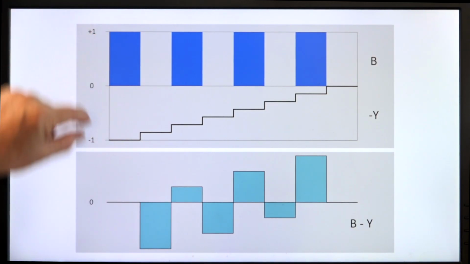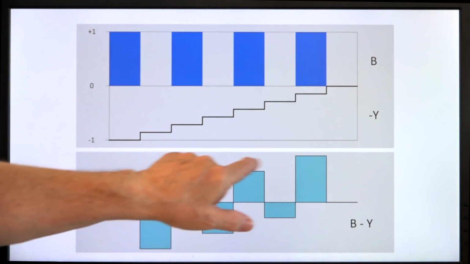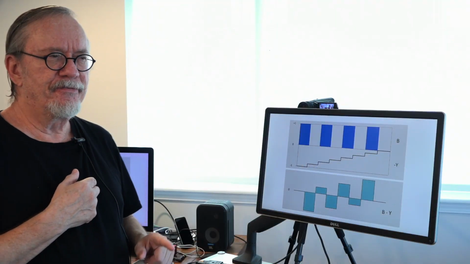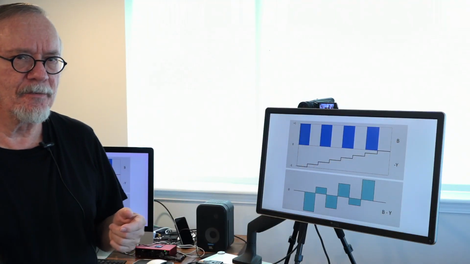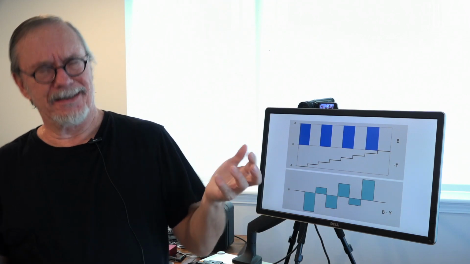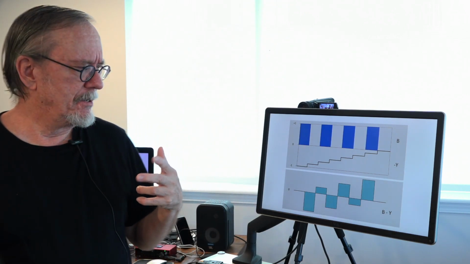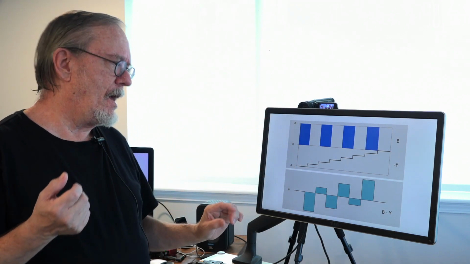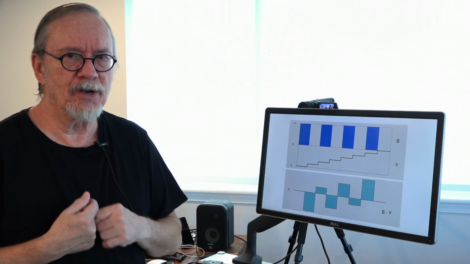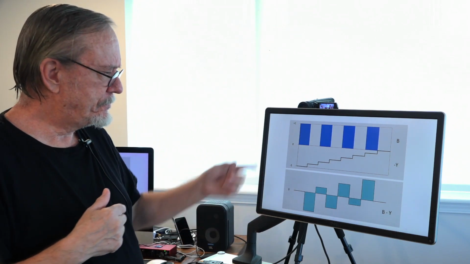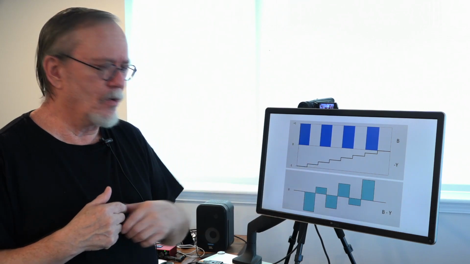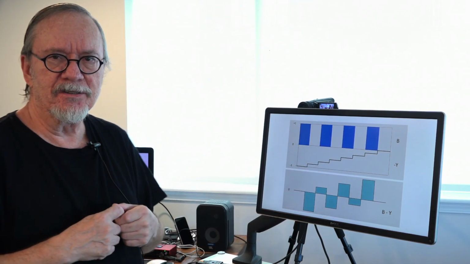And look what happens when we add these two together. This strange pattern. If you hook up a scope and the first time you look at the R minus Y, B minus Y, it's like, what? That's weird. When you start to look at it this way, you say, oh, I get why it looks so squirrely. That old color bar is that reference thing. And cool, there's our B minus Y. I've filled in the boxes to make it easier to see.